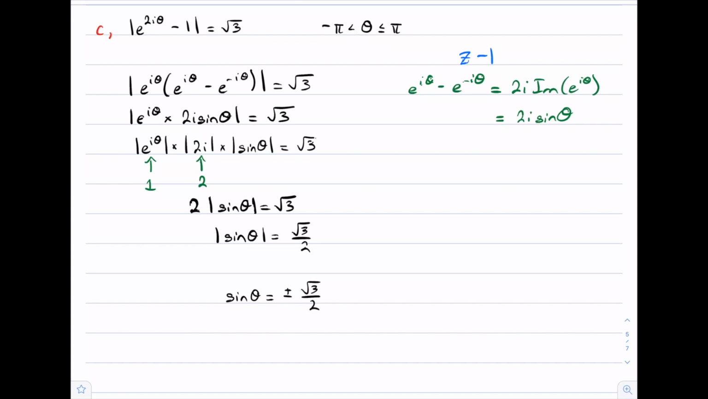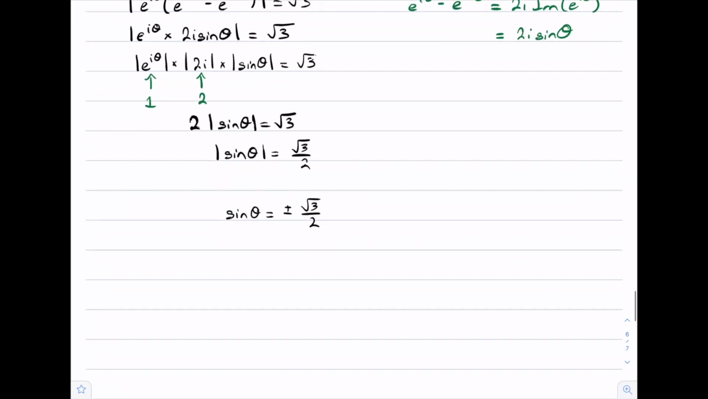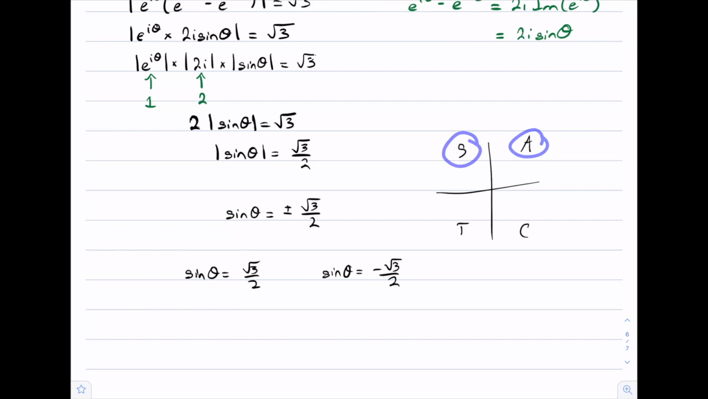Theta is between minus pi, not including minus pi, and pi. So quickly we draw up a little axis here. We draw our all stations to central. So for the positive case, and I'll just take it one step at a time, you might not feel that you need to do this, but I'm just going to add it in just so people watching are 100% sure of what's going on. For sine theta equal to root 3 on 2, that means we're going to be in the first and the second quadrants because that's where sine is positive.